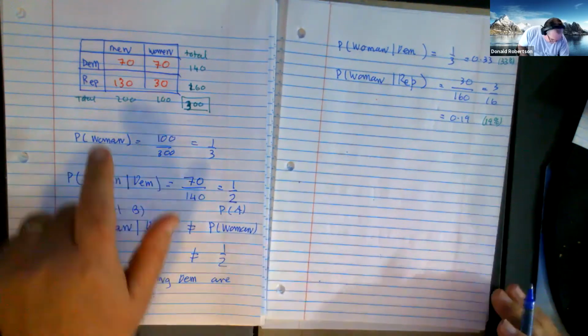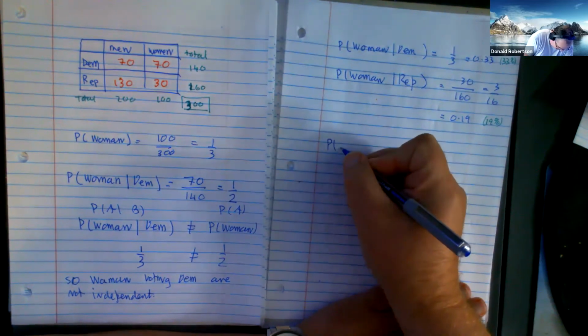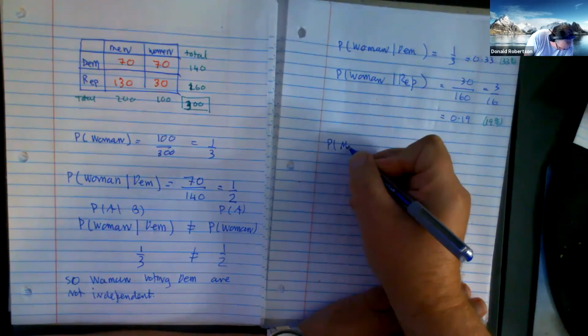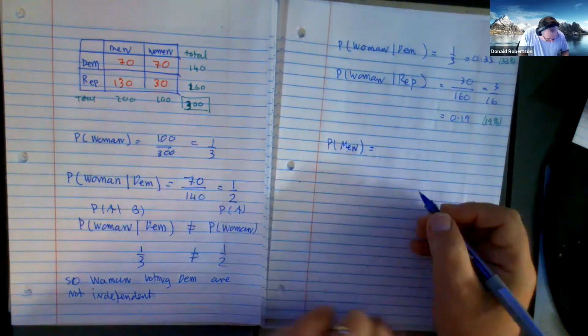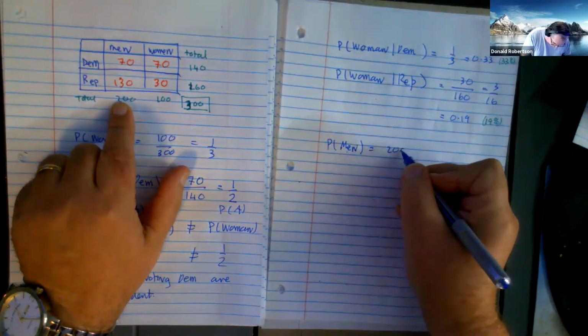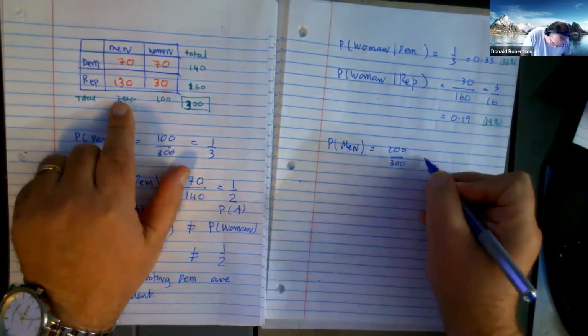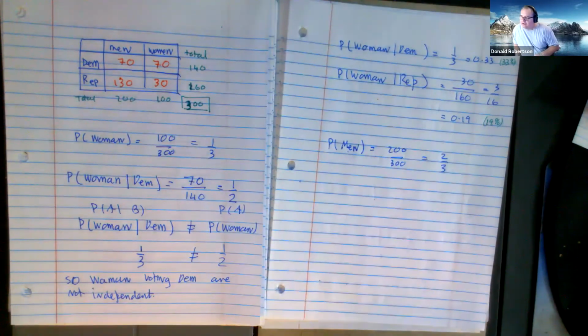Do the men then. What's the probability that you choose a man, right? Well, if you look at how many men there were, there's 200 out of a total of 300. So if I choose somebody at random, right, with no other restrictions, the chances that I pick a guy is 2/3, right? 200 out of 300.